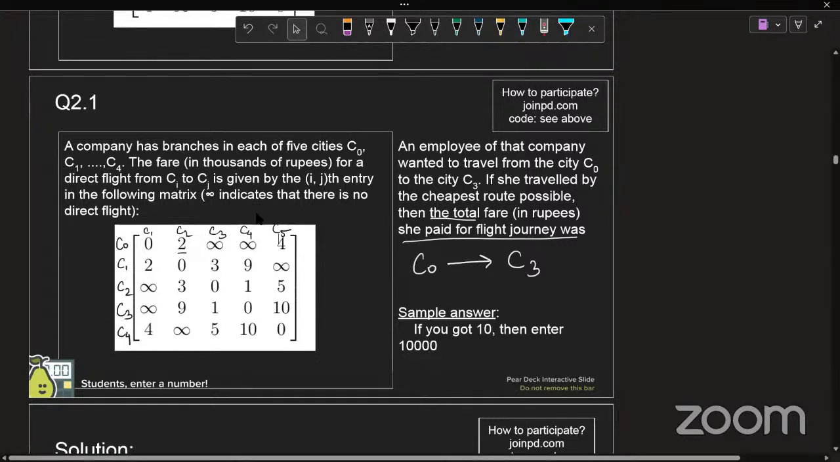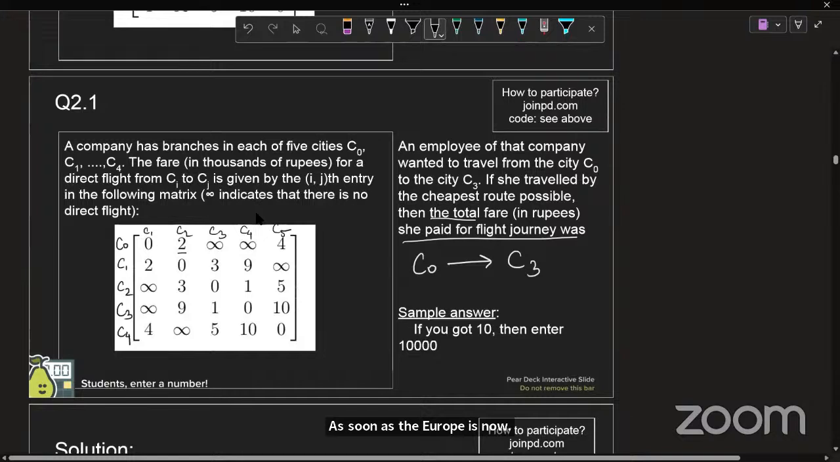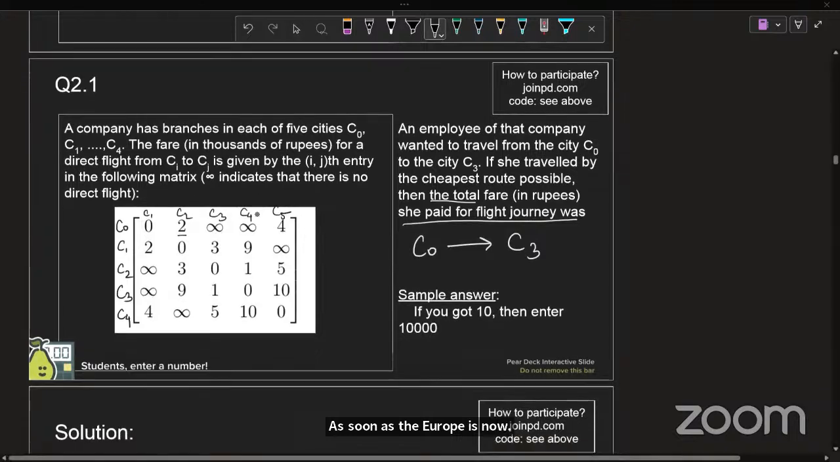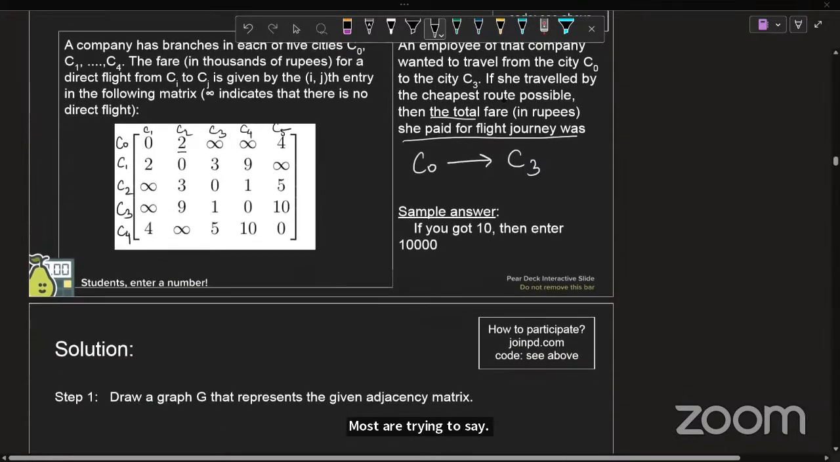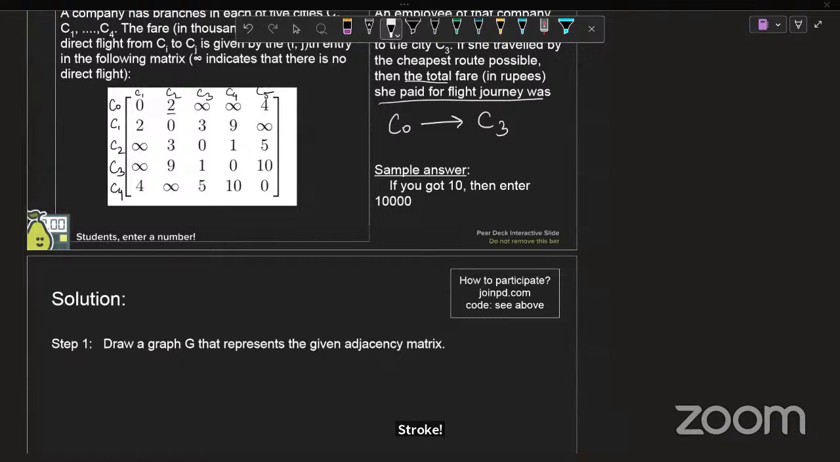This would be C0 to C4. Sorry, most are trying to say that. Okay. Start. So first of all, you know, it is not C0, it is C1. Yes, sorry.